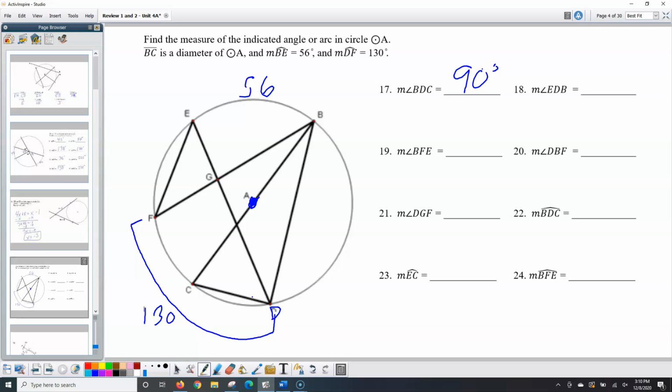Angle EDB. EDB, that's right here, that angle right there. It opens up to the 56 up top. So I'm going to say 56 divided by 2 is 28.